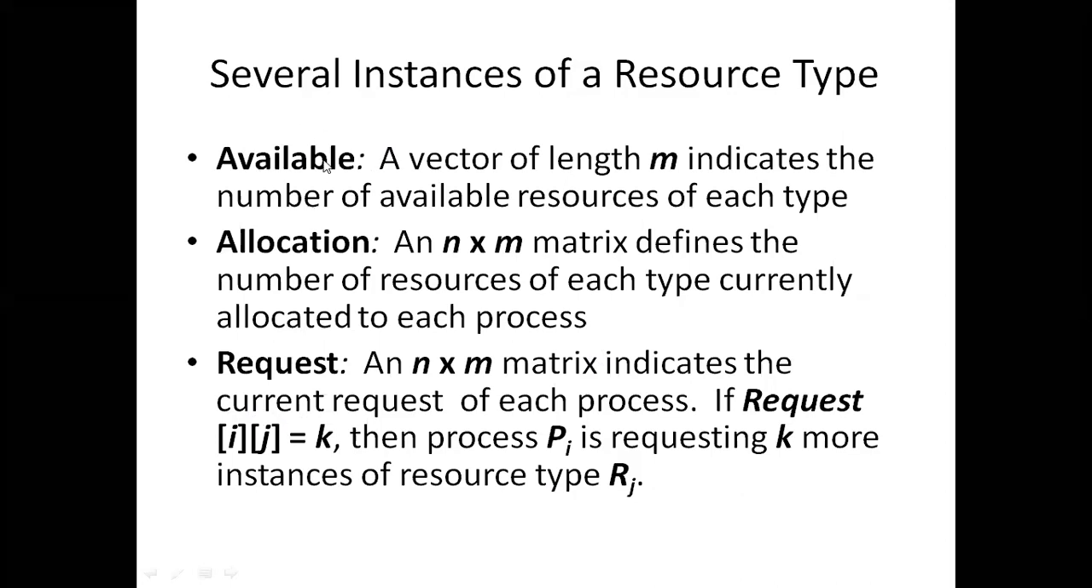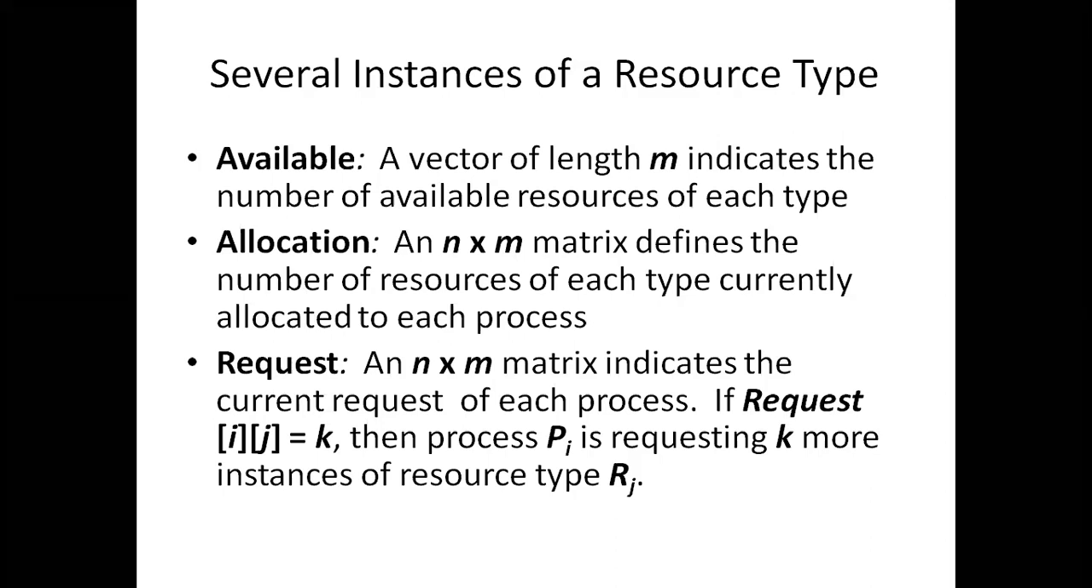Available means the available number of resources of each type. Allocation means how many resources are allocated to the process. Request means the maximum number of resources requested by the process. Max means, for example, you require 8 resources, but allocated is 6. Have you got my point? The maximum resources required by the process is 8, but you allocate only 6. How many are still required by the process? 8 minus 6 equals 2. It requires 2 resources.